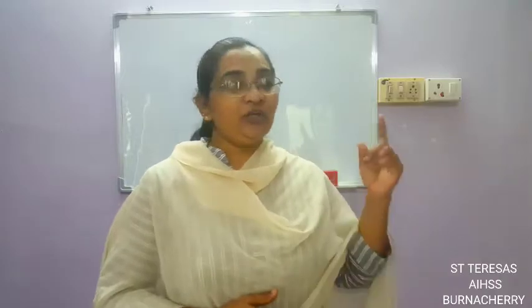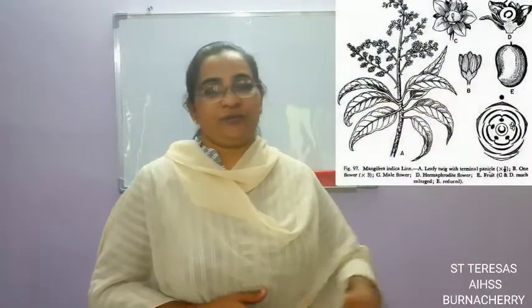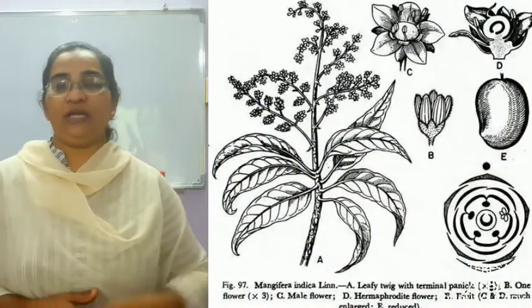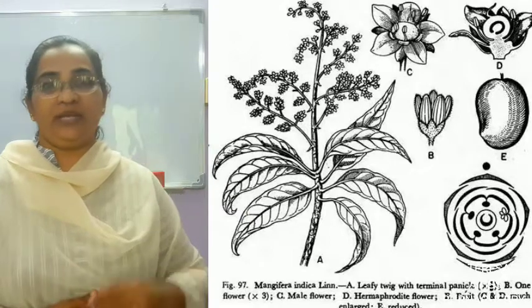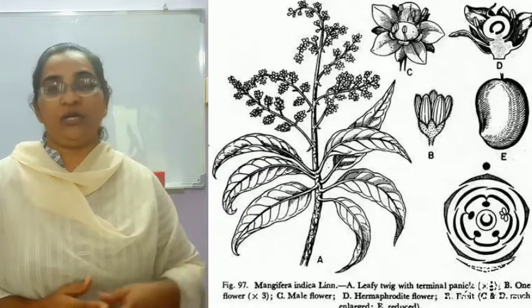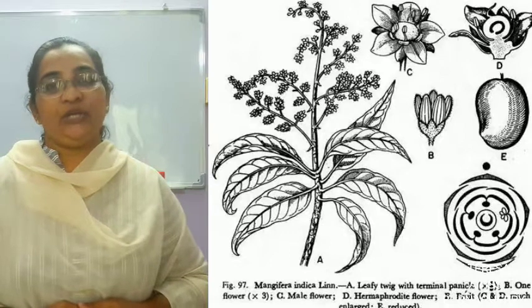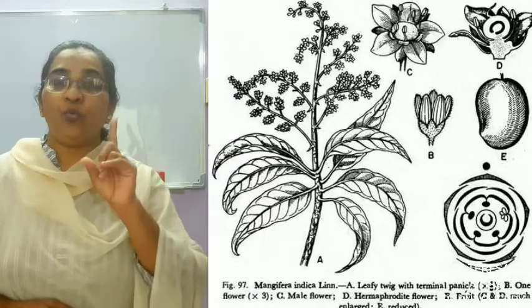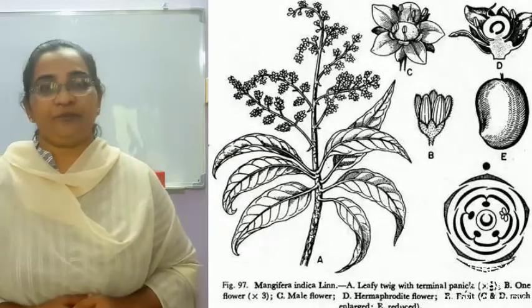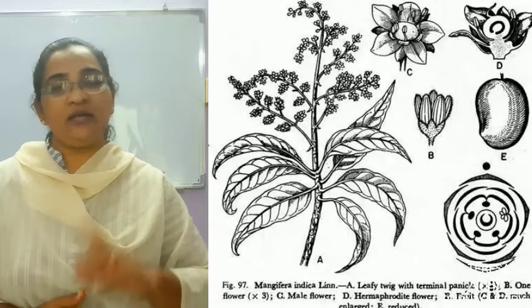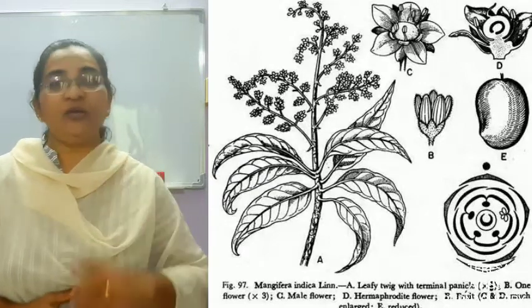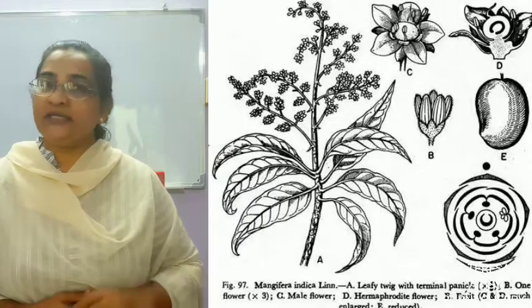Yes, look at the flower of the mango. Here you can see the flower of the mango. When I cut open the flower of the mango, inside the ovary you can find only one ovule. That one ovule turns into a seed. And in other fruits where there are many seeds, what is the reason for that?